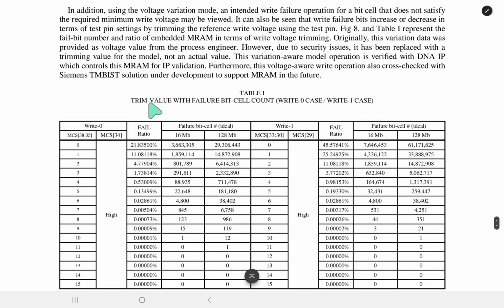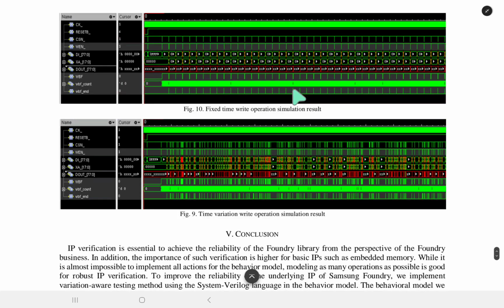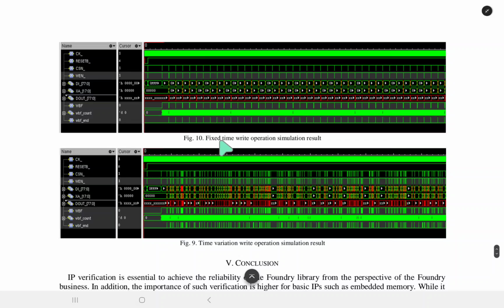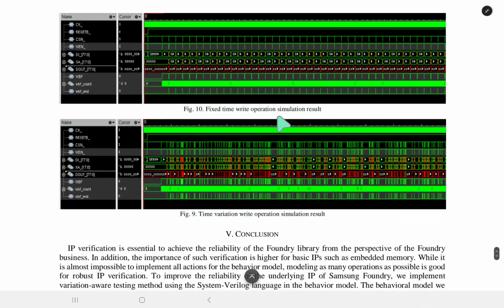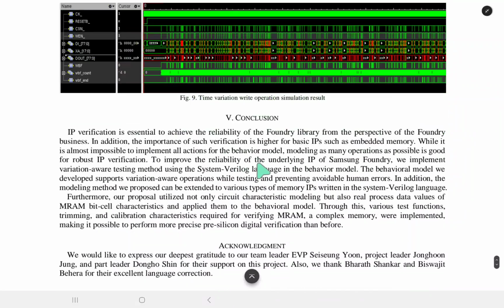Table 1: Trim value with the failure bit cell count for the write 0 case and write 1 case. Figure 10 is a fixed time write operation simulation result. Figure 9 is the time variation write simulation result.